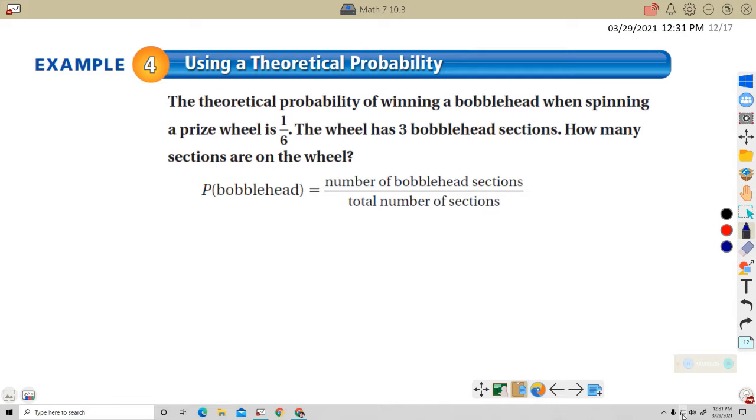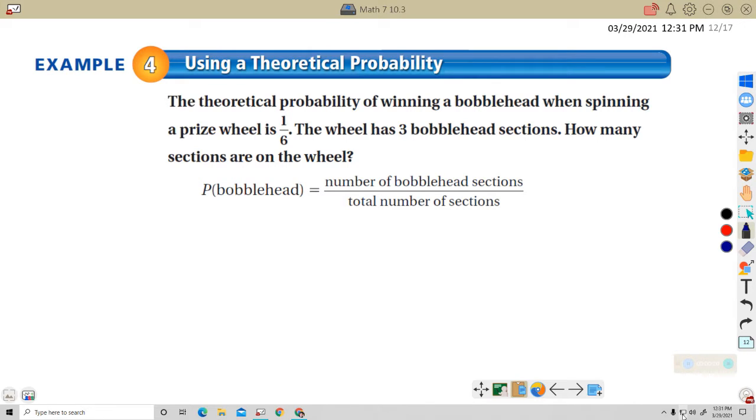This is 10.3 part 2 from our lessons, and we're going to continue on where we left off before. This is example 4 on using a theoretical probability. Let's read this question together.